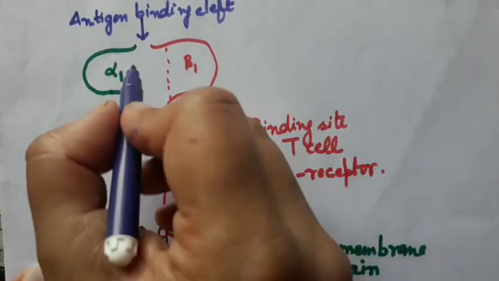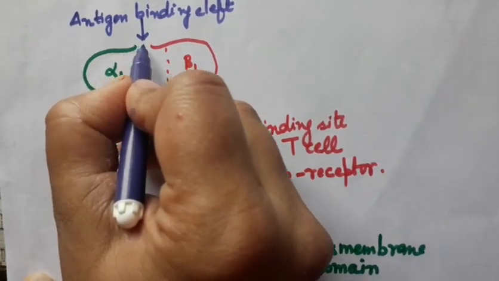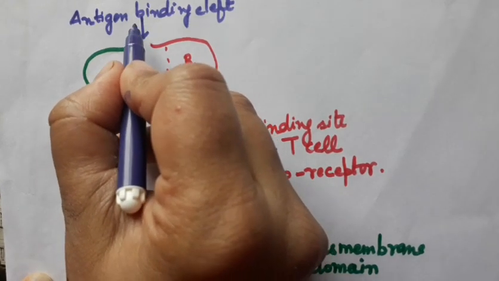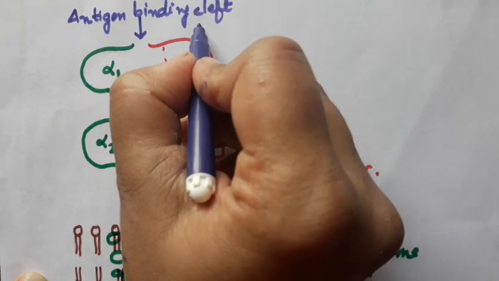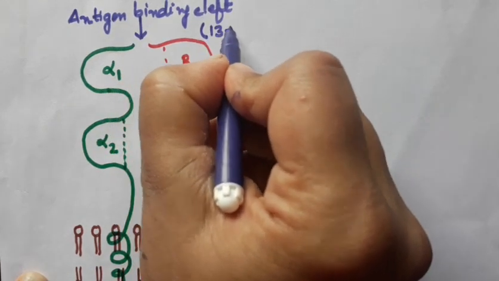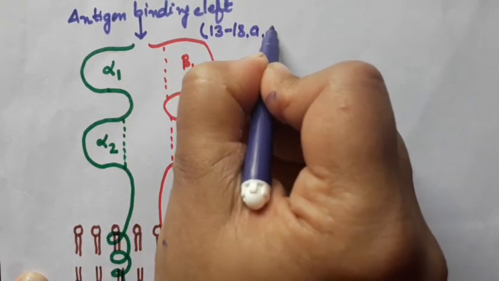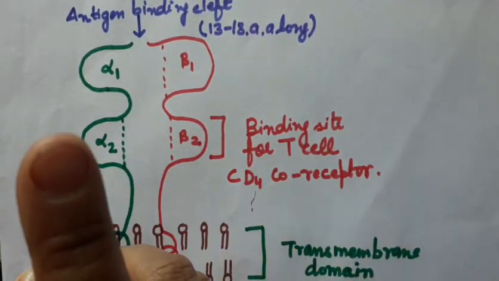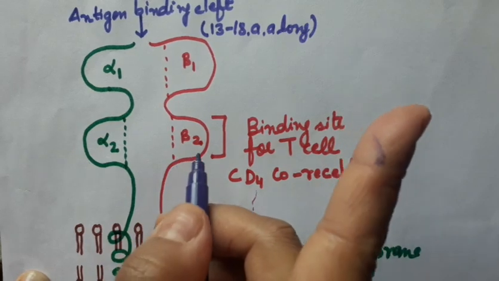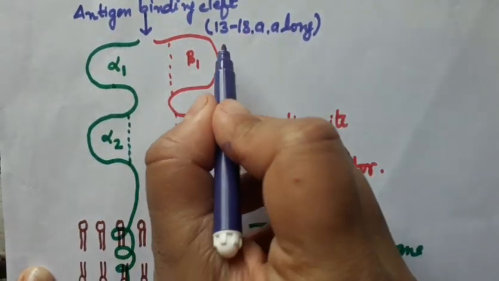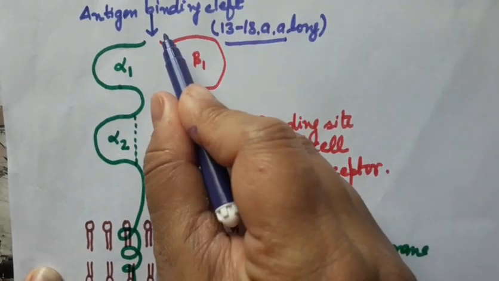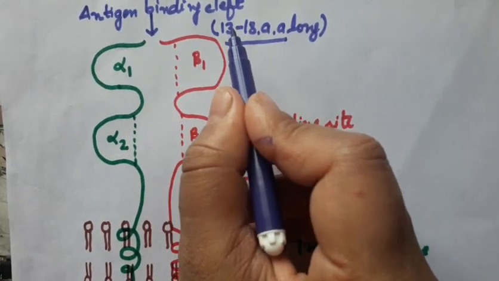Now here you can see यहाँ पे जो ये दोनों ends हैं these are open. तो इसकी वजह से क्या हो रहा है कि larger amino acid can bind to this site. About 13 to 18 amino acid long peptides can bind to this site. Unlike 8 to 10 amino acid long जो थे वो class 1 में हो रहे थे, यहाँ कितने हो रहे हैं? About 13 to 18 amino acid long peptides can bind to this site.